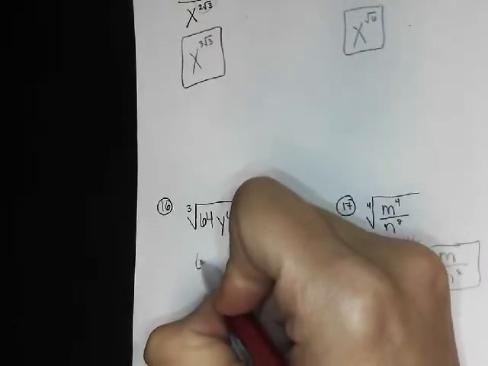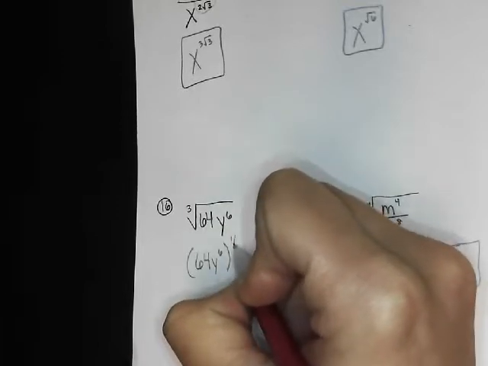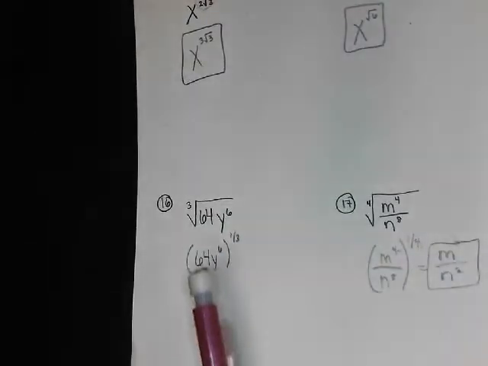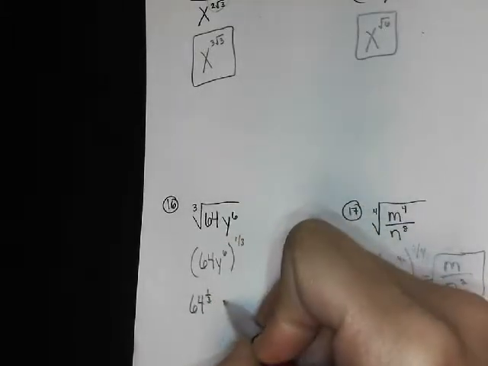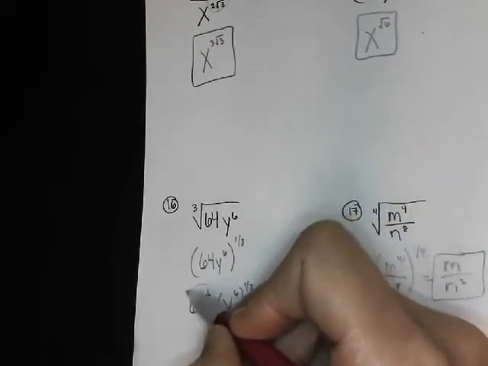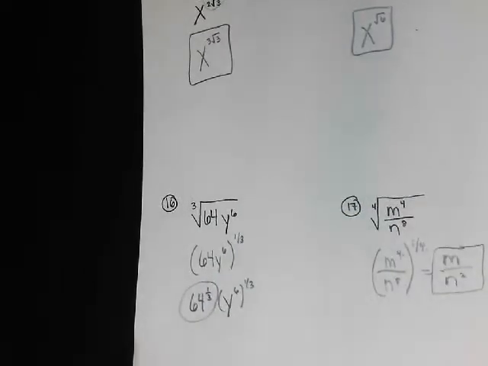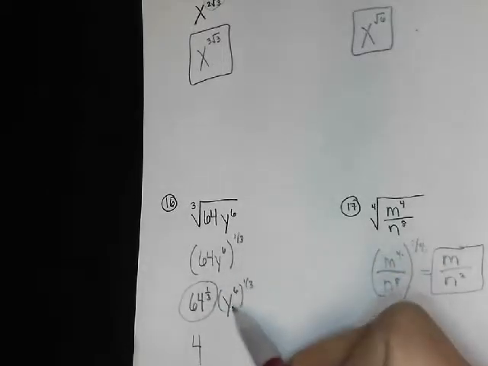Okay, down at the bottom, again, when they start with radicals, put them into exponential form first. So that cubed root is going to make this whole thing raised to the 1/3 power. That means 64 is raised to the 1/3 power. And that means y to the 6th is raised to the 1/3 power. Now, the numerical portion can kind of be done on your calculator, or you may choose to still think of that as the cubed root of 64. If you type that into your calculator, you're going to get 4.